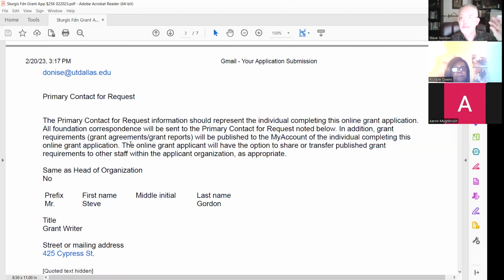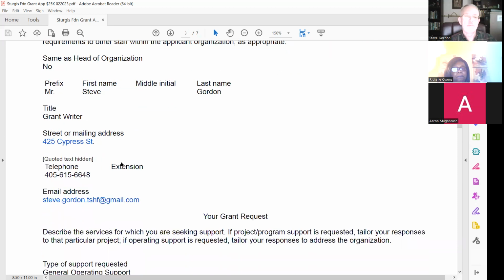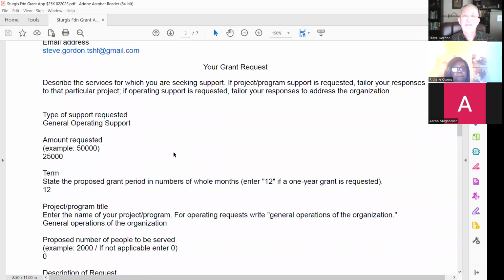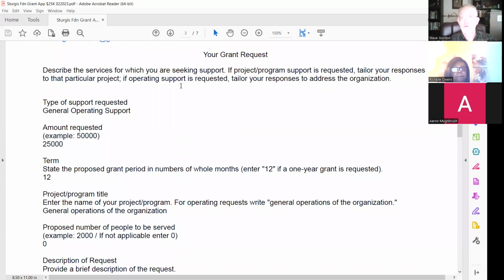So you put in the executive director and you put in the grant writer. There's places for both of those. Then they get to this section, a very important section called your grant request. Describe the services for which you're seeking support. And so we're asking for general operating support. That's the type of request.